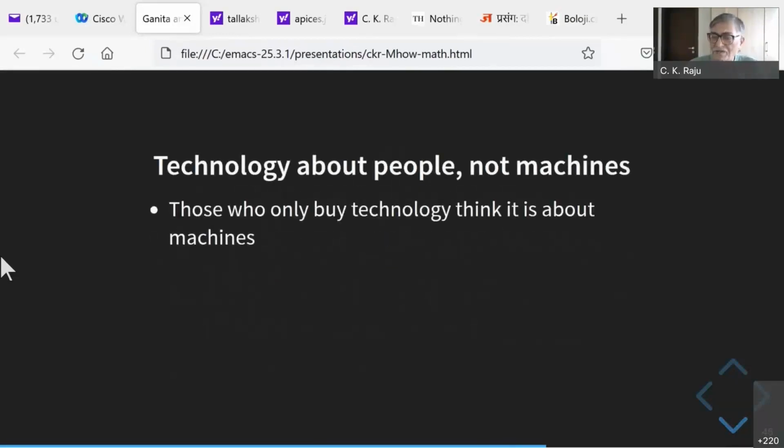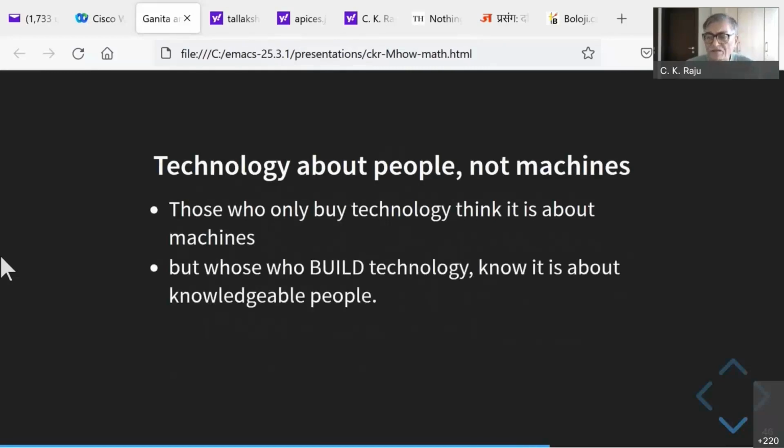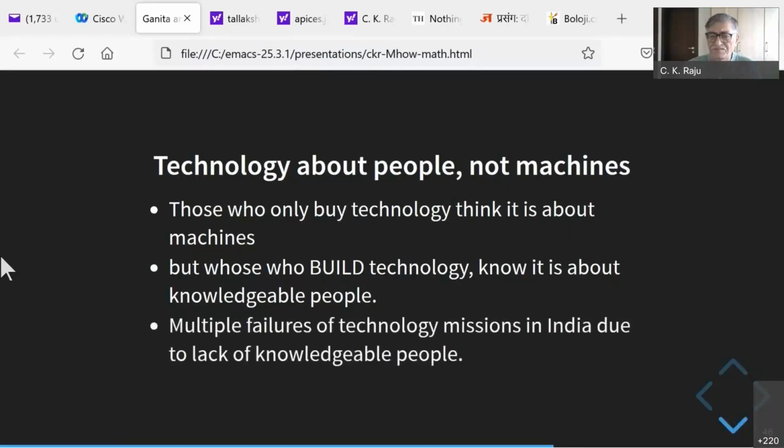So technology, first of all, is about people, not machines. See, if you just go buy technology in the market, you want to buy a car, you want to buy a computer or something, then you will say it's a machine and you are paying some money for it. But if you want to build technology, then it is about knowledgeable people. It's not about machines. You have to have people to do it. When I was in CDAC, we built the supercomputer. You understand the importance of people. If one person leaves, then everything crashes.